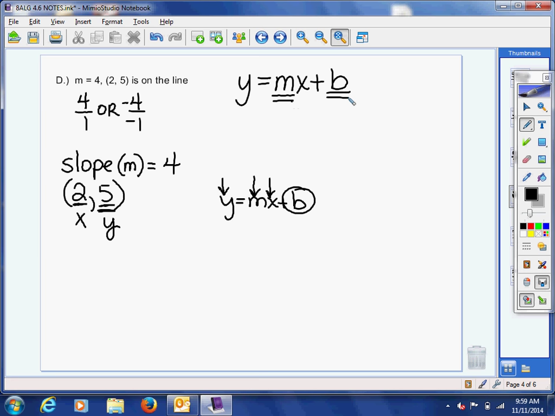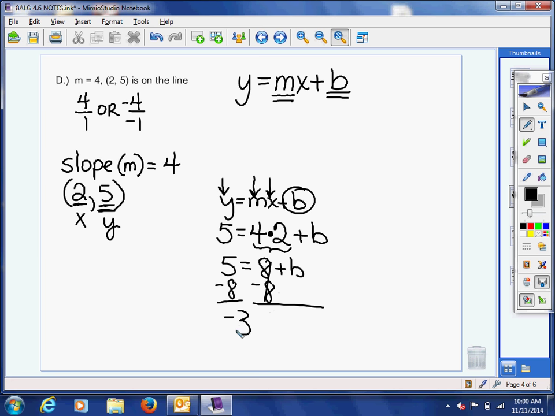All right, so let's plug in what we know. Y is 5. M is 4. X is 2. Okay, so let's go ahead and simplify right here. We need to make 4 times 2, 8. And then to get b by itself, what do you do to the 8? Correct. You're going to subtract it from each side. And you're going to get b is negative 3.